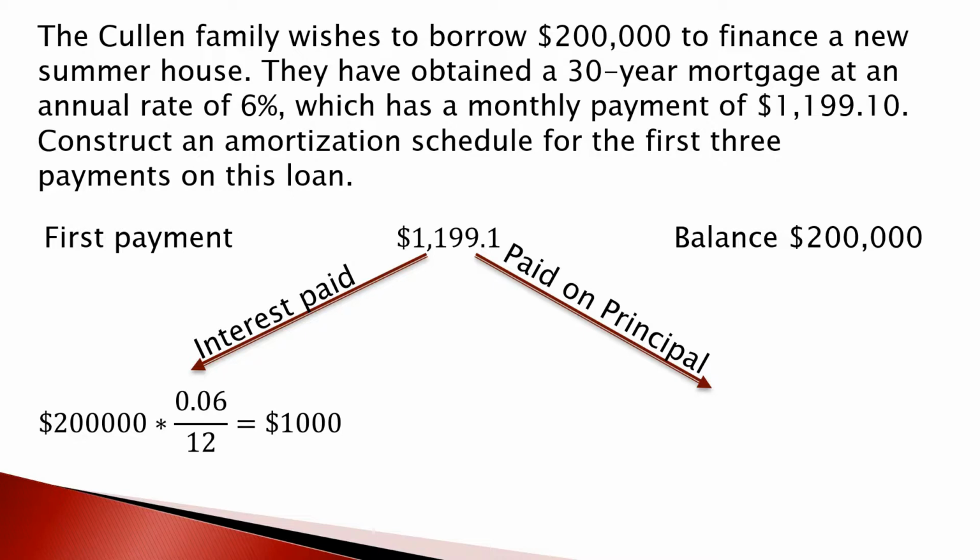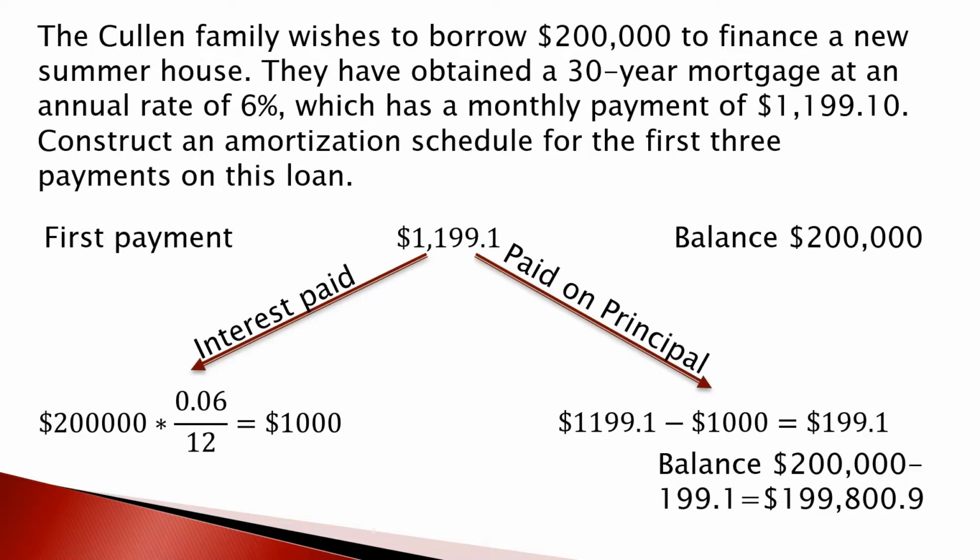This is interest paid. But your payment is a little bit bigger. So the difference, which is just $199.10, will be going against the principal. So now, after paying $199.10, your balance will be reduced by this quantity. So after making the first payment, your balance will be $199,890.